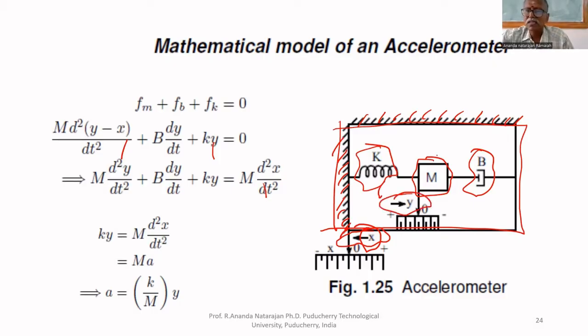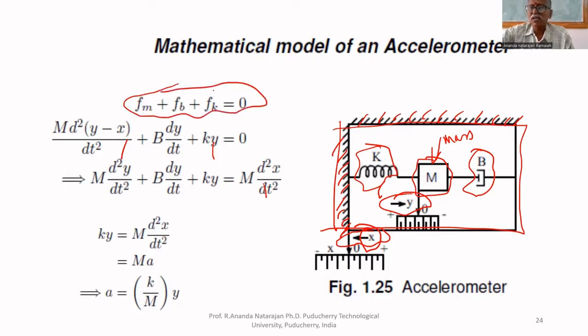This y is the displacement of this mass, because this mass is loosely fitted. One side is spring, another side dashpot. It is not rigidly fitted to the box. It is loosely fitted to the box. That's why it can move. The displacement is y. Now we will write the mathematical model. From that, we can understand what the acceleration is.